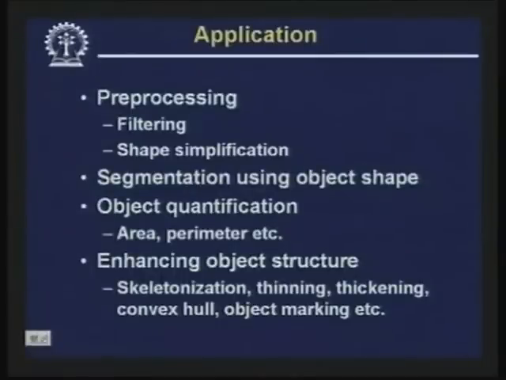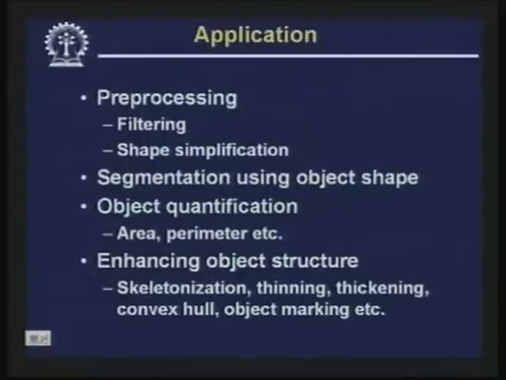Morphological operations can also be used in other applications, for example, enhancing the object structure. By enhancing, what we mean is, in one of our earlier lectures we have seen that given a two-dimensional shape, in many cases the shape can be better described by using the skeleton, and one of the skeletons we have seen is the medial axis. So, these morphological operations are also very useful to find out the skeleton of an object. Similarly, these are also useful for thinning operation, for thickening operation, and to find out the convex hull of a set of points. We will come later to what is meant by convex hull. These are also useful for object marking, and there are various such applications of the morphological operations.